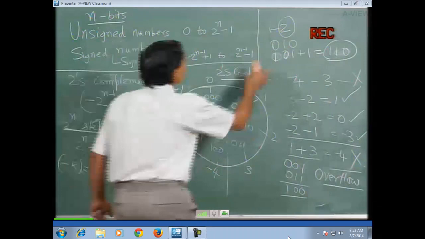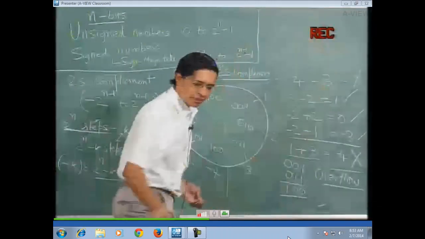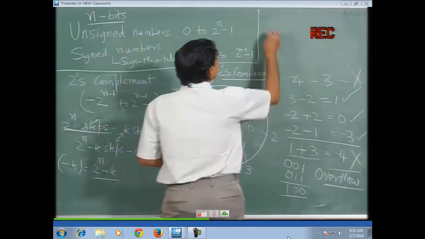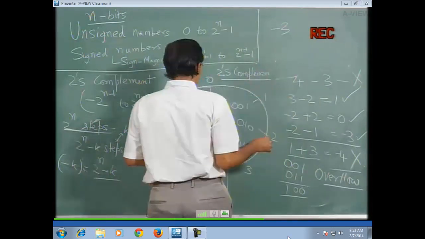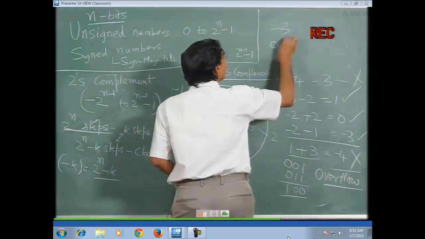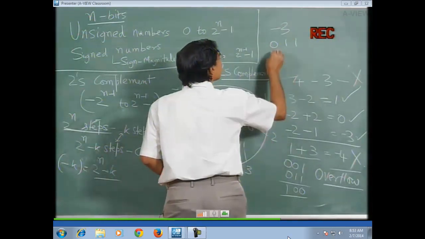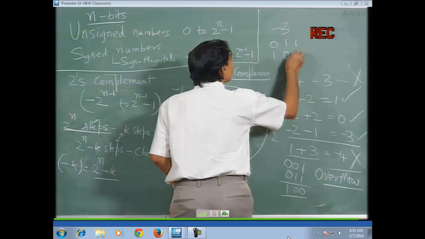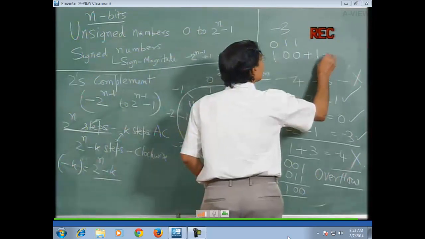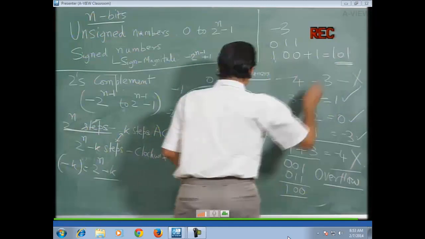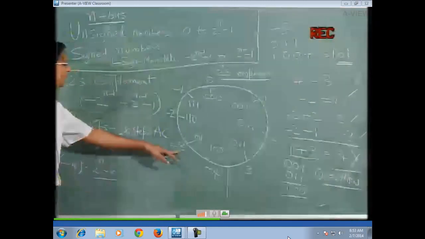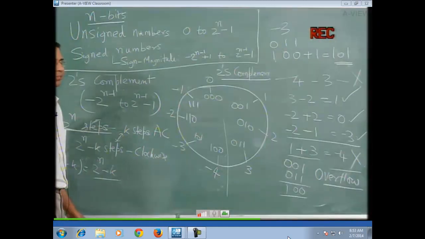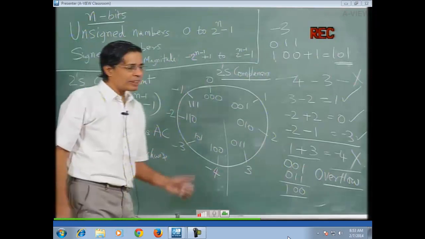Let me do one more example. Minus 3. Take 3, which is 0 1 1, complement every bit, I get 1 0 0, add 1 to this, I get 1 0 1. Note that 1 0 1 is minus 3, correct.